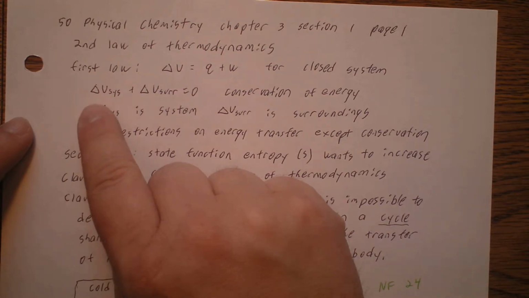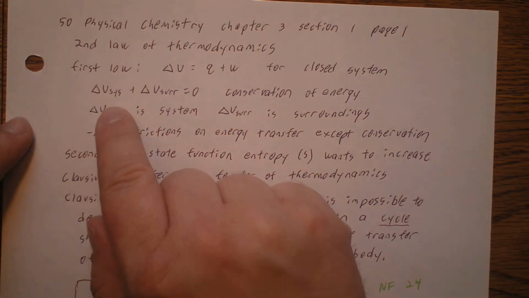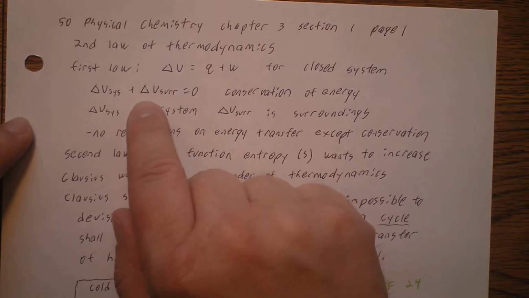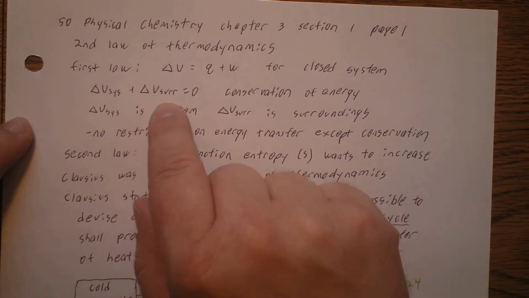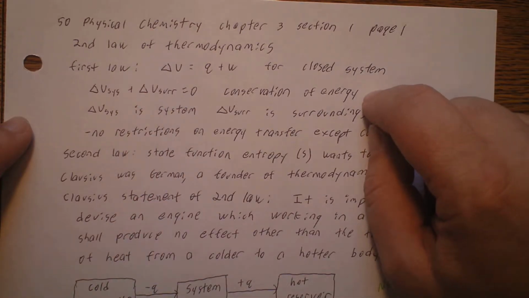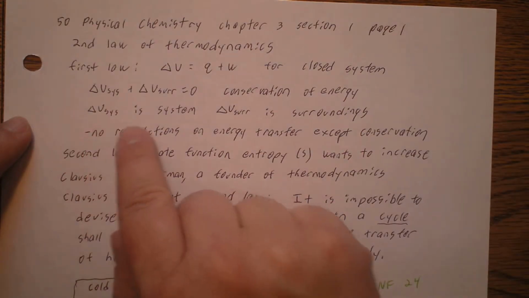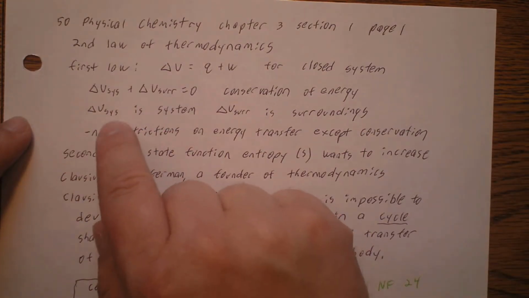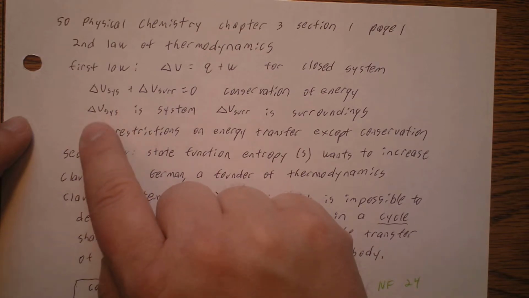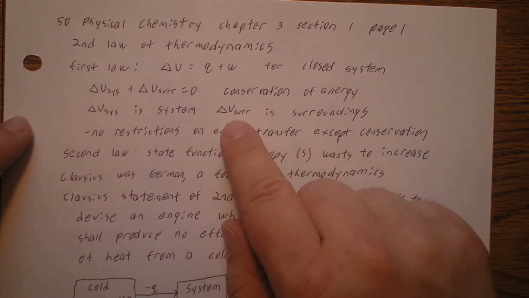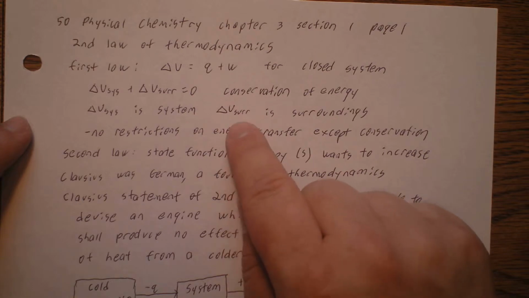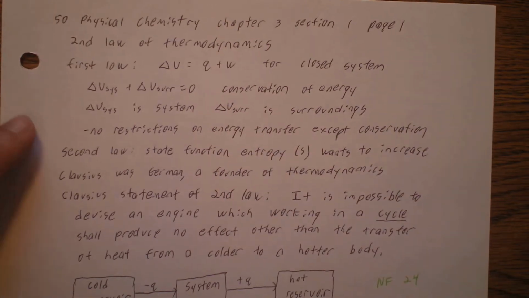So we have the change in the internal energy of the system plus the change in internal energy of the surroundings is equal to 0 by the conservation of energy. The change in internal energy, delta U subscript SYS, that's the change in internal energy of the system. And SURR is surroundings. This is the subscript for the U.